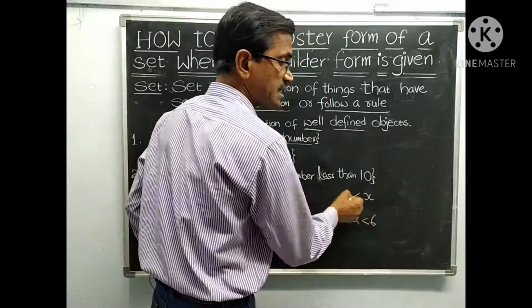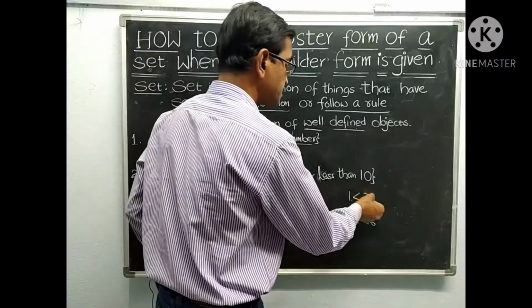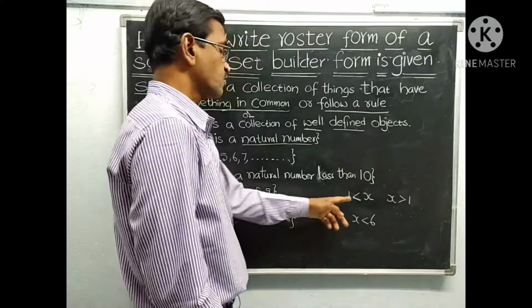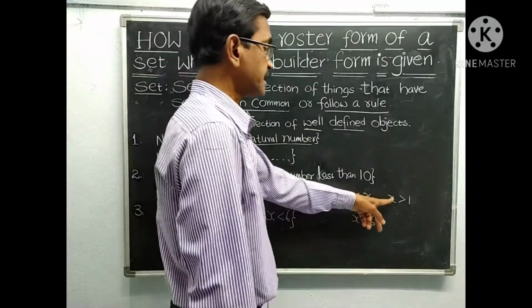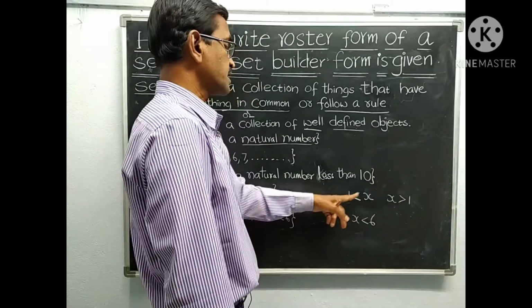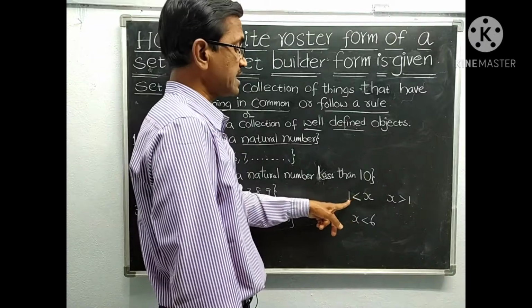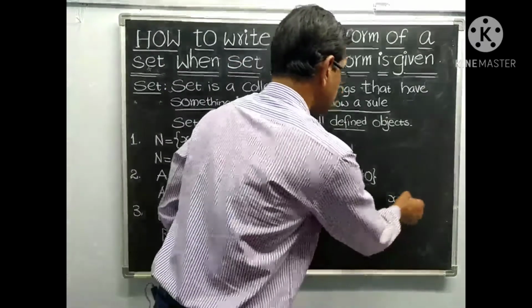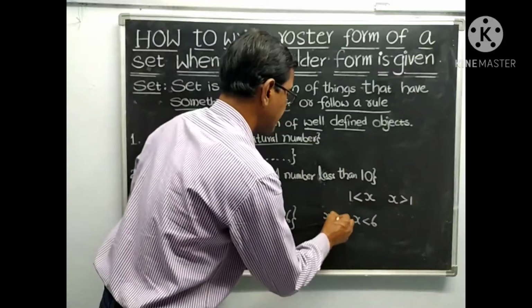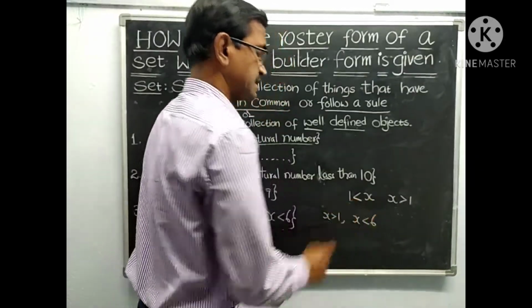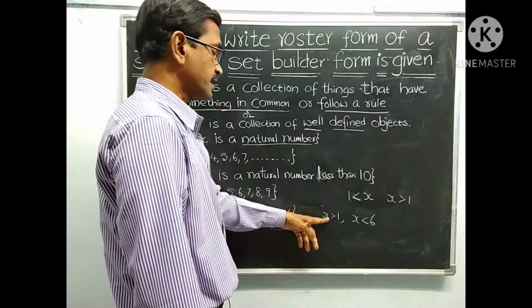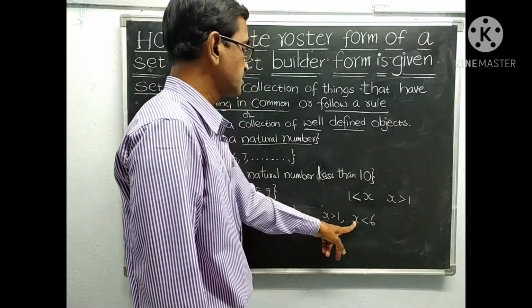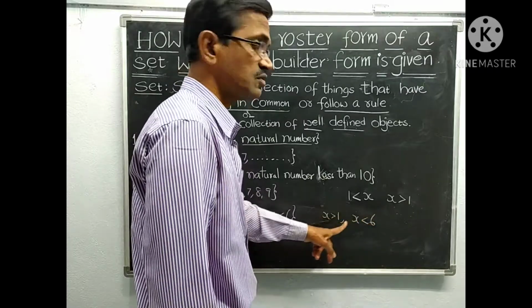1 is less than x. Then x is more than 1. X is greater than 1. 1 less than x means x greater than 1. Let us write this one here: x greater than 1 and x less than 6. That means x is greater than 1 and less than 6. So x lies between 1 and 6.